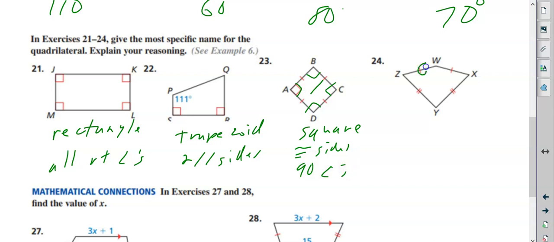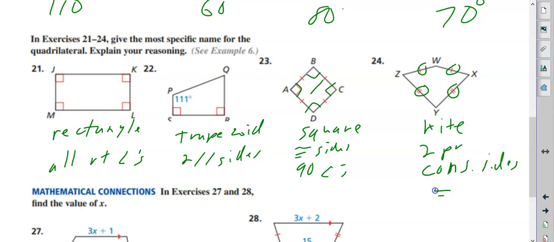And 24, we have this situation here where those two are the same and these two are the same. We have a kite. We have two pairs of consecutive sides that are congruent. So these two are consecutive and those two are consecutive.